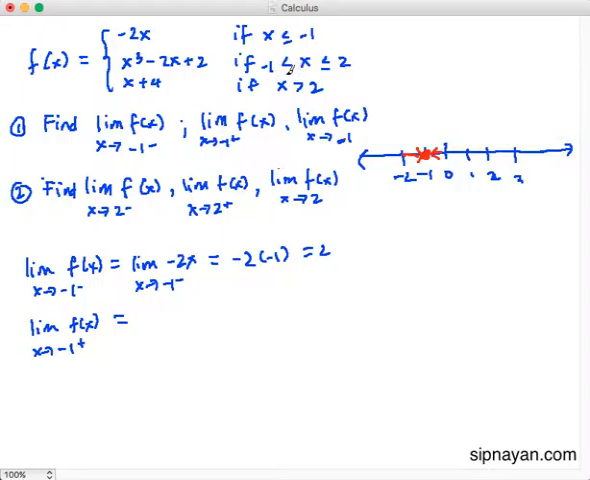Baka malito kayo sa notation. Kung saan nakaharap yung mouth nung ating yung malaki, yun yung mas malaki. So, mas malaki yung x sa negative 1. Kaya nandito siya, no? So, meaning, ang gagamitin natin na expression is ito. So, that is the limit of x cubed minus 2x plus 2 as x approaches negative 1 from the right. No?